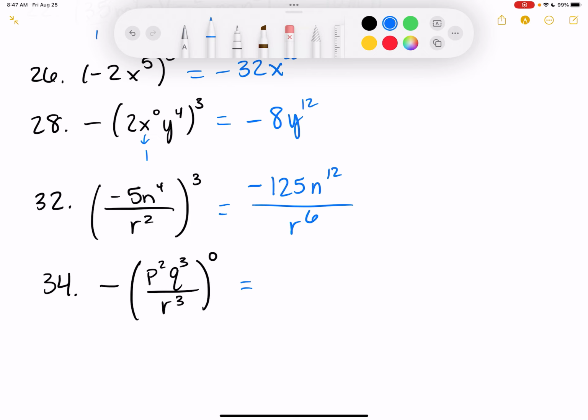Not exactly. What's anything raised to a 0 power? 1. So that's going to be negative 1 because of the negative out front. If the negative had been inside, it would have just been 1. But since it's outside, that's why it's negative. We could have still thought about it as p squared raised to the 0. When you multiply the exponents, that would have been p to the 0, and you would have done that for all the variables. But because it's on the outside of the whole thing, we can just automatically call that 1.